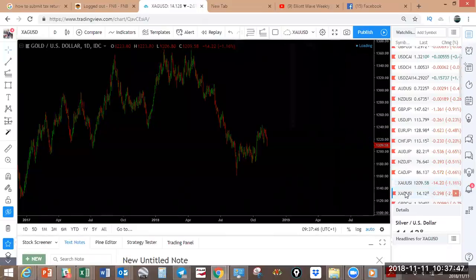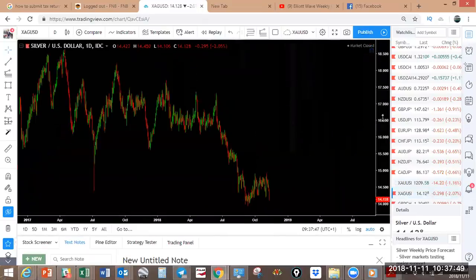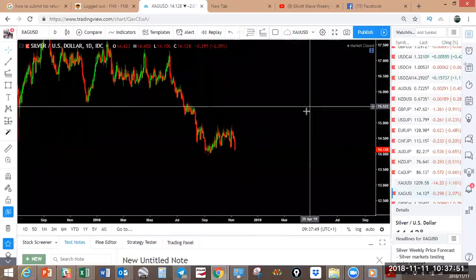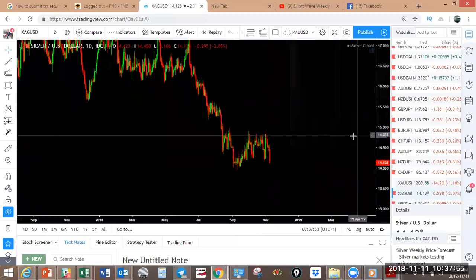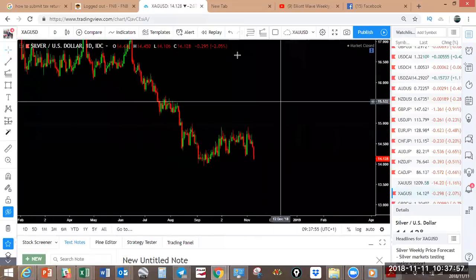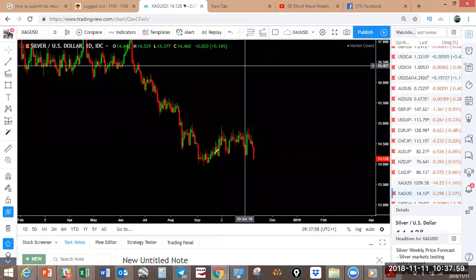Now silver, the same. So silver is a little bit more interesting, and the structure needs somebody to be a little bit clever here, because you may think that this is making a correction for one up.